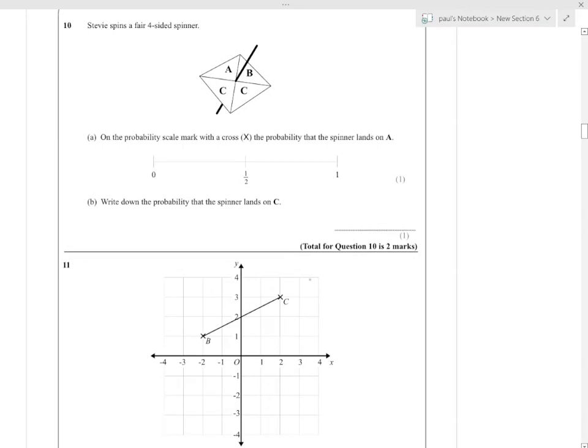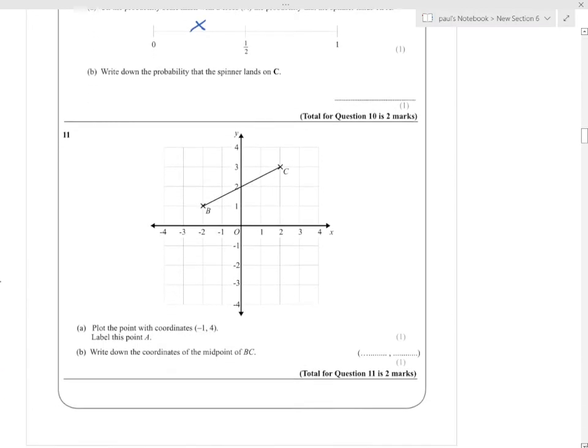Steve spins a, oof, hang on, a bit of a fly going around here. Right, what we're doing. This is a dice. So Steve spins a fair dice. What's the probability it lands on A? Well, it's a quarter because there's 1 out of 4, so put it there.